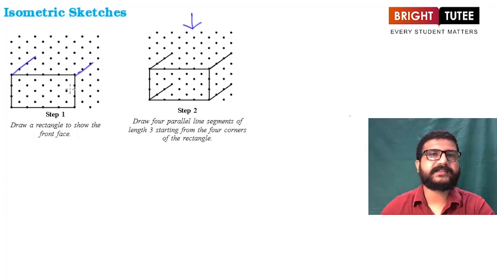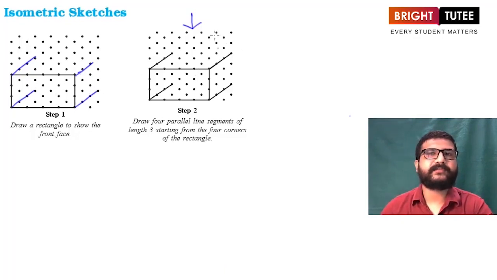This dotted line sheet helps us in drawing parallel lines also, and we can measure the length of lines also. So here, as we can see in this rectangle, the length is 4 units, and similarly the height of this cuboid is going to be 3 units. So first of all we have to draw a rectangle, and then from all the 4 corners we have to draw 4 parallel lines like this, as we have done here.